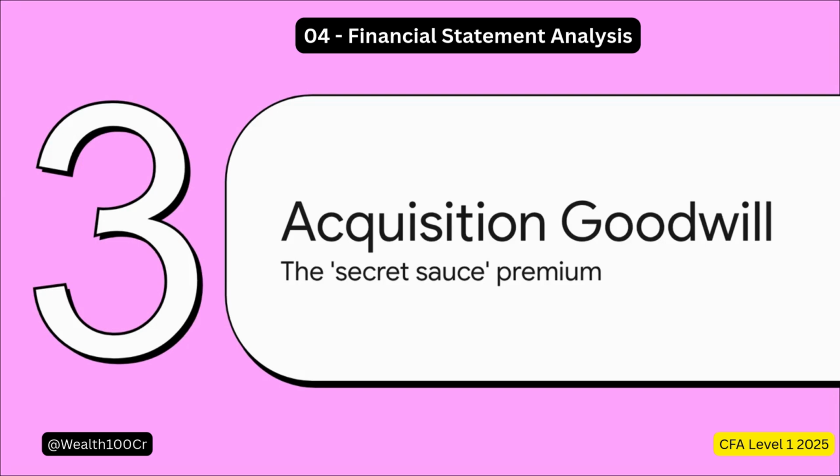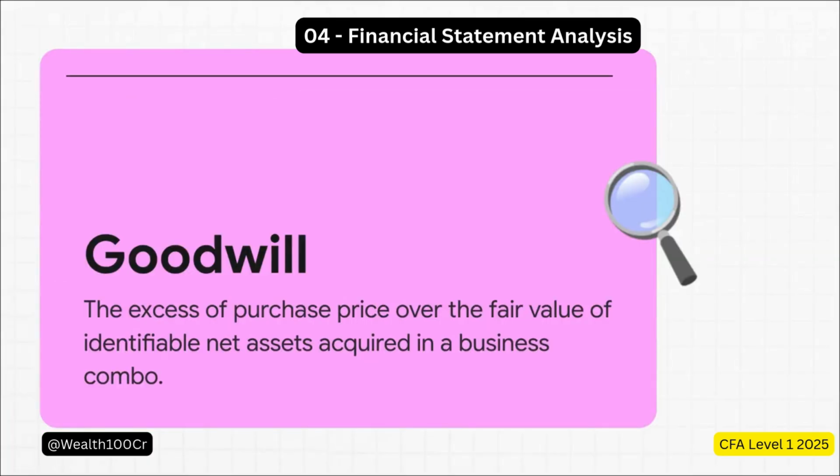All right. Next up is a really special kind of intangible that you can't just go out and buy on its own: Goodwill. It only ever shows up on a balance sheet when one company buys another, and it basically represents the premium paid for the target's secret sauce. So what is this secret sauce? Well, Goodwill captures all the valuable stuff that isn't listed as a separate asset.